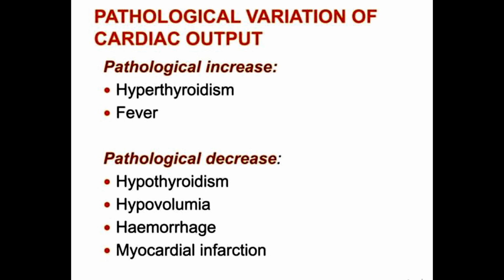What are the factors that cause a decrease in the cardiac output? Number one is hypothyroidism, due to decreased metabolic rate; atrial fibrillation, because of incomplete filling of the ventricles; congestive cardiac failure, because of weakening of the heart; shock, due to poor pumping and circulation; and hemorrhage, because of decreased blood volume.